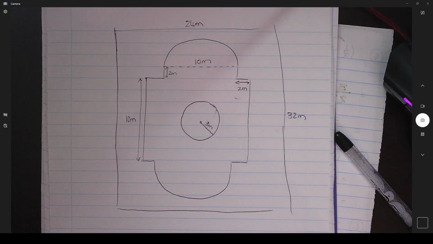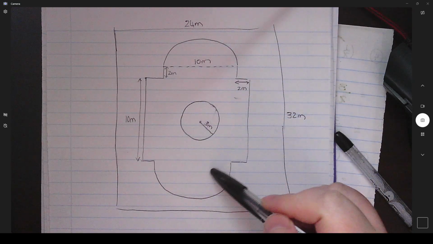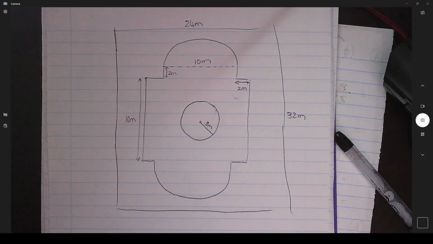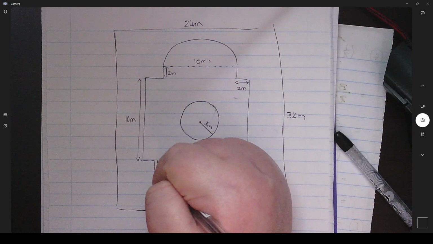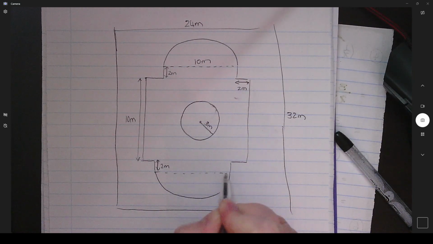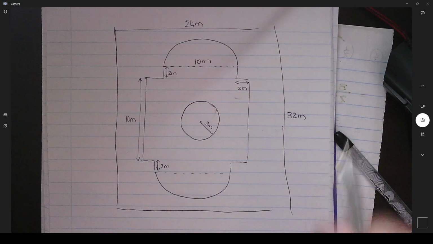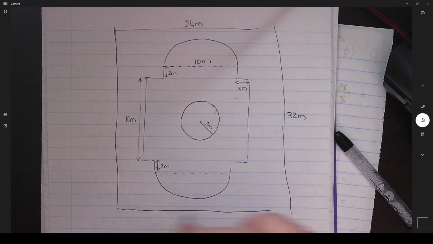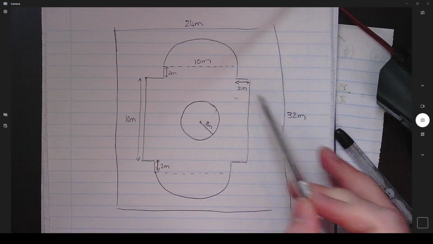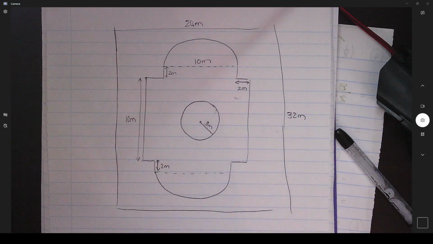Alright, so I got this question from someone. This is a pond in the form of a rectangle and two semicircles, where some of these measurements have been given and other measurements have not. This would be a protective fence around the pond. And they say that the area around the pond is paved with bricks.